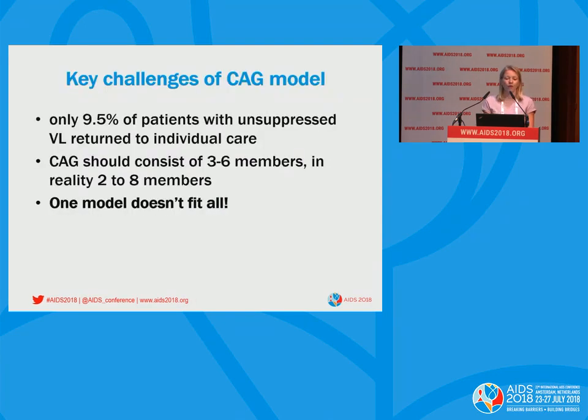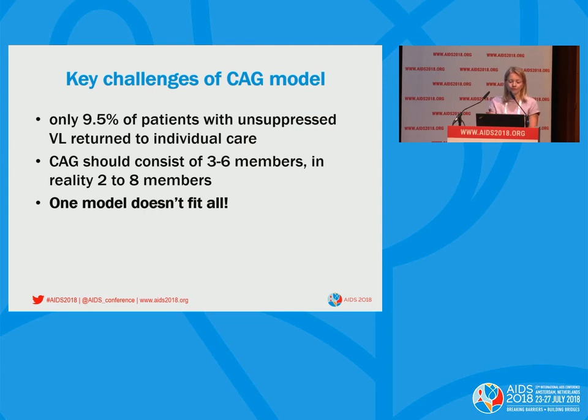To wrap it up, a few key challenges and benefits of the GAG model. As I said already, only 9.5% of the patients with unsuppressed viral load returned to individual care. This happens mostly because clinicians do not want to switch patients back to individual care if the patients themselves want to stay. Instead, they are provided counseling to increase adherence and, through that, suppress viral load.